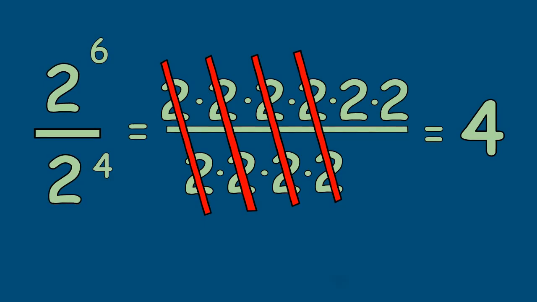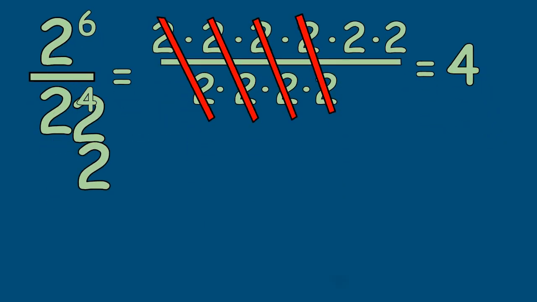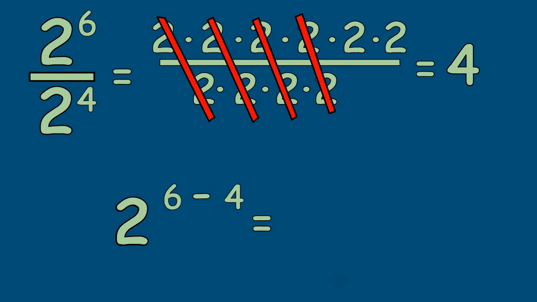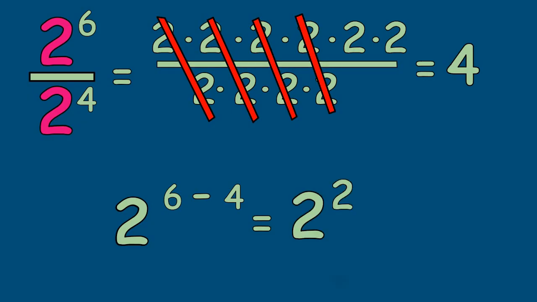Instead of expanding and rewriting the whole problem, you can just subtract the exponents. This only works if the bases are the same. In this case, the bases are both 2, so we can just subtract the exponents to get 2 to the 2nd power, which is 4. Let's try one that's a little more difficult.